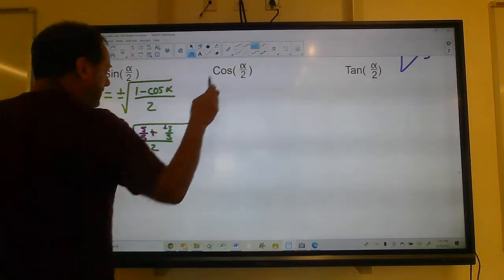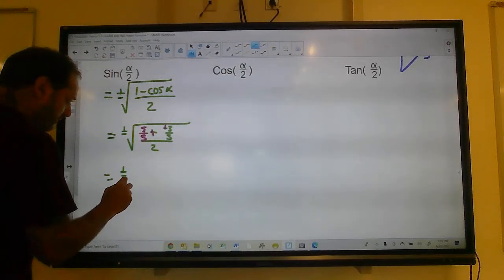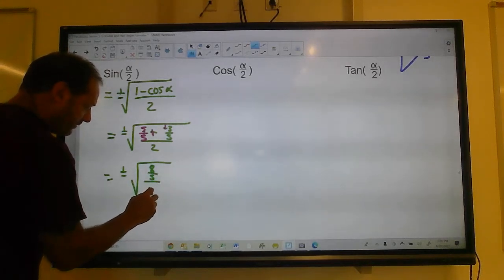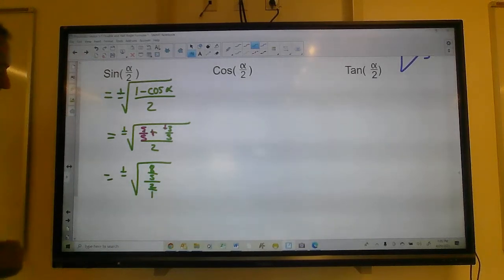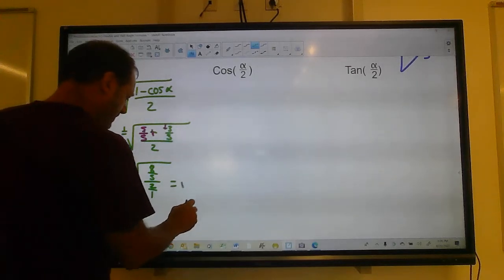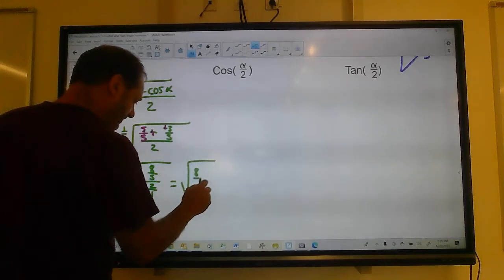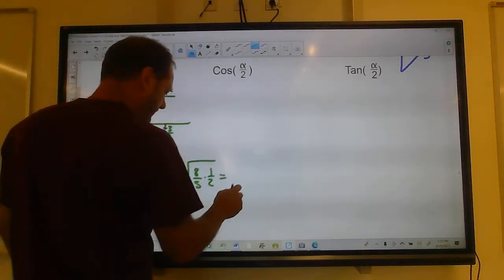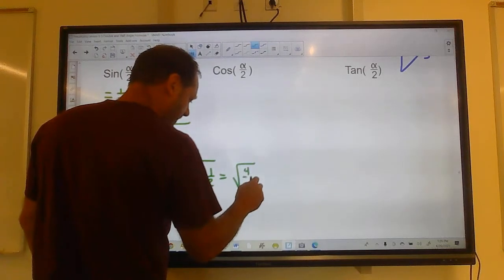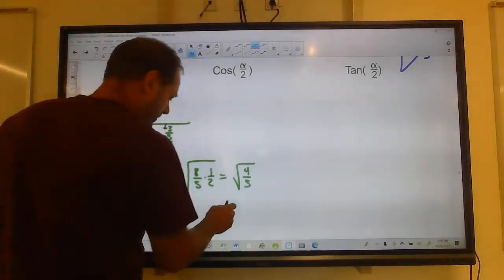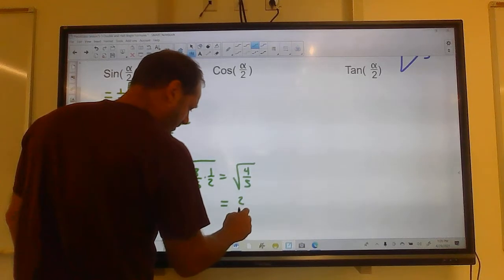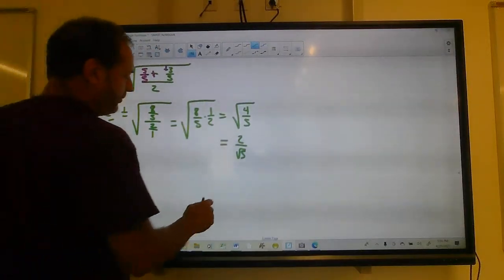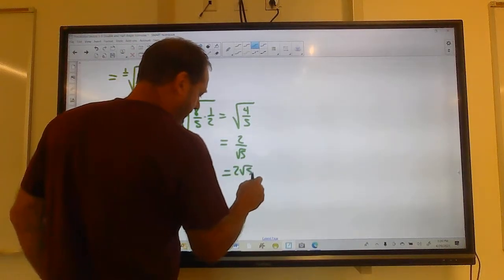So this is going to be plus or minus square root of 8/5 over 2 over 1. We're going to make it 2 over 1. We're going to invert and multiply. So this is 8/5 times 1/2, which is 8/10, which is 4/5. So this is the square root of 4/5, which is 2 over the square root of 5, which is going to be 2 square root of 5 over 5.